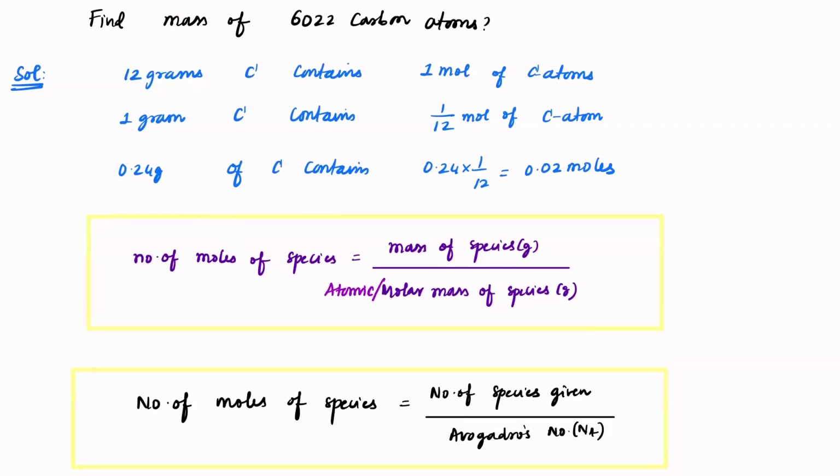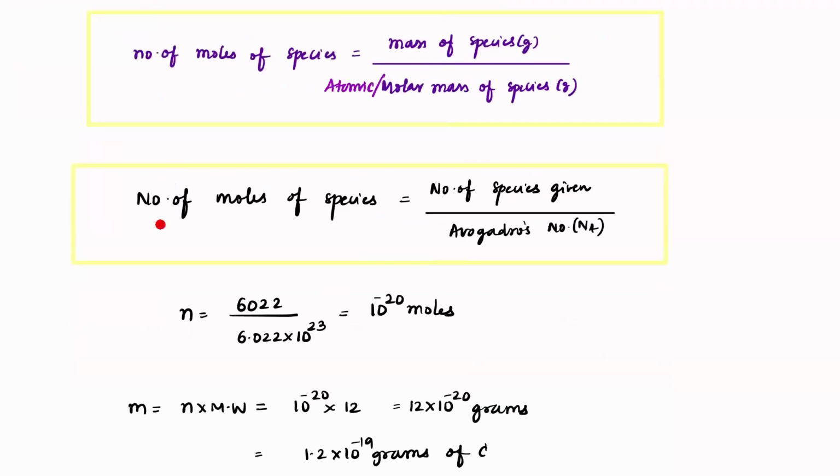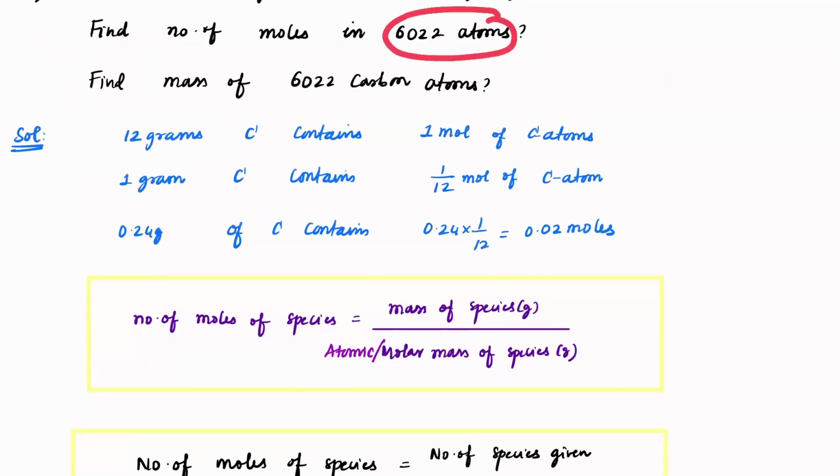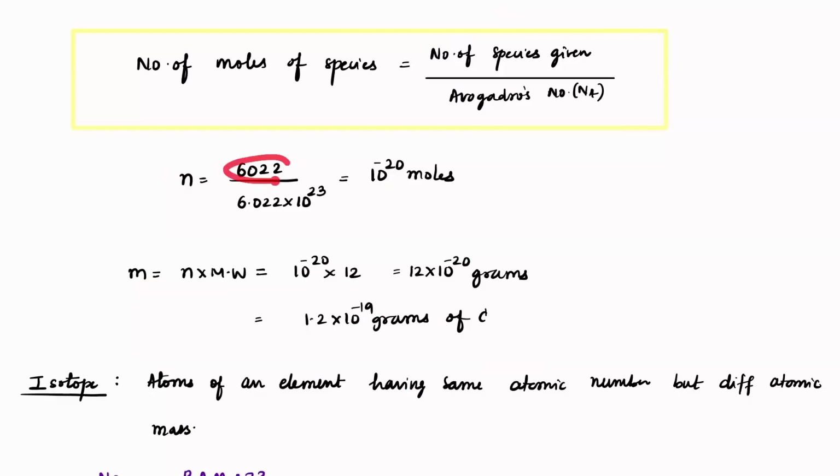Correct. And next, the number of moles of a species can also be written as the number of particles given divided by Avogadro's number. That will also yield you the number of moles. Hence, these are the number of atoms given. So number of atoms divided by Avogadro's number defines these many moles.